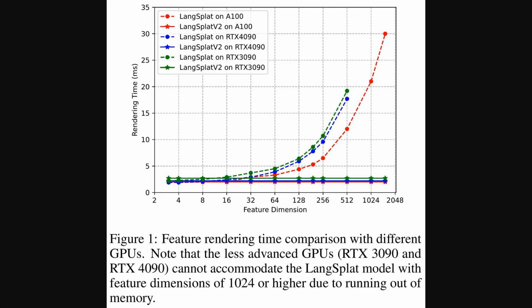Alright, to really see the impact of this new method, the first figure provides a great visual. It plots rendering time against what's called the feature dimension, which is essentially the complexity of the language data being processed. The dashed lines show the original LangSplat, and you can see its rendering time just explodes as the features get more complex. In contrast, the solid lines for LangSplatV2 are nearly flat, staying incredibly fast and stable across different GPUs. This really drives home how the new sparse coding approach makes rendering almost independent of feature complexity.